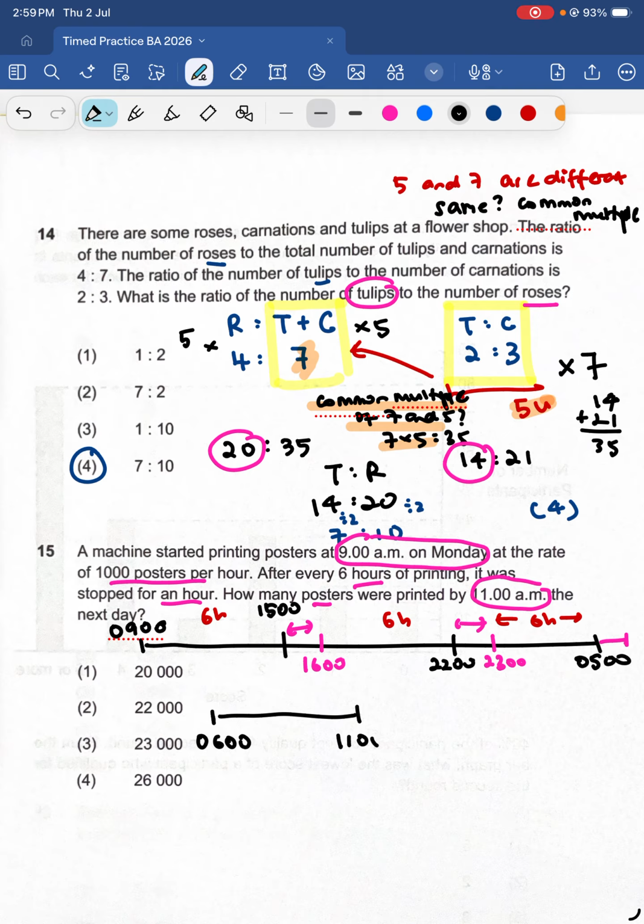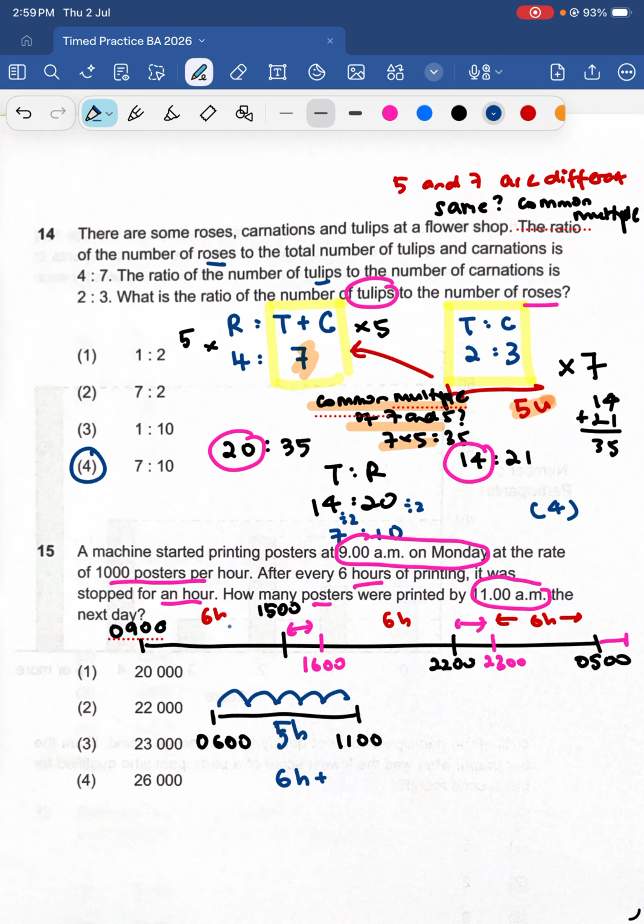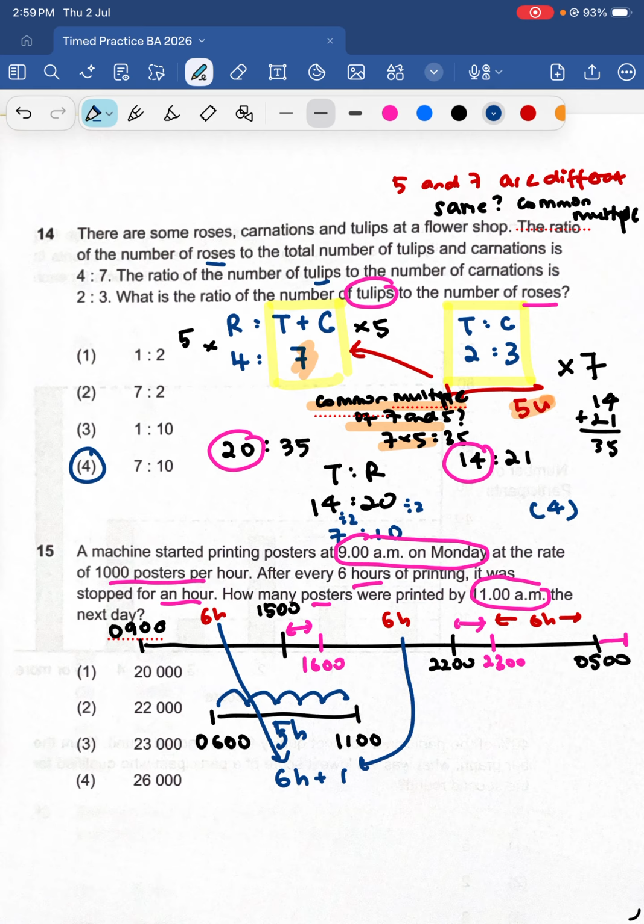And it's going to stop at 11 a.m. Let's count forward again. From 6 to 11, how many hours is that? 7, 8, 9, 10, 11. So there's 5 hours. Let me write down properly for you, 5 hours. So 6 hours plus another 6 hours plus another 6 hours plus another 5 hours, I will have 23 hours. So 23 times 1000, you get 23,000.